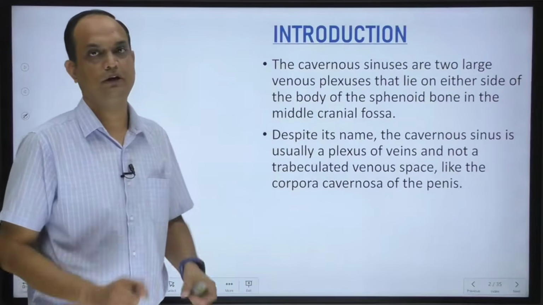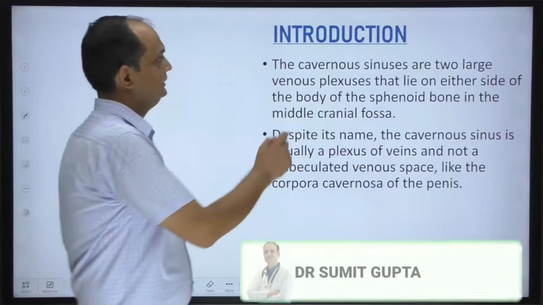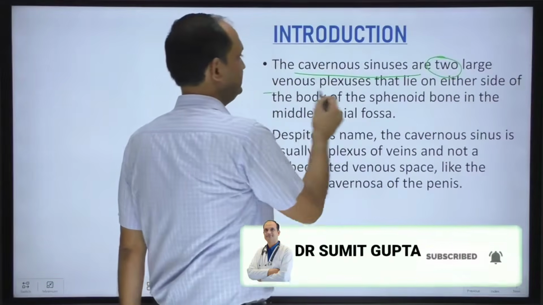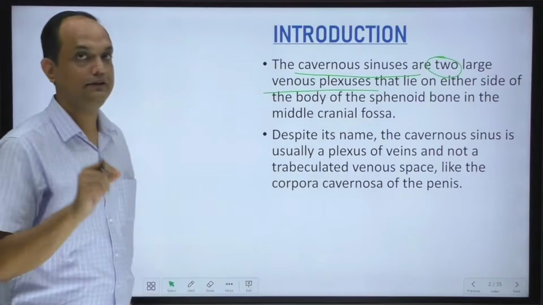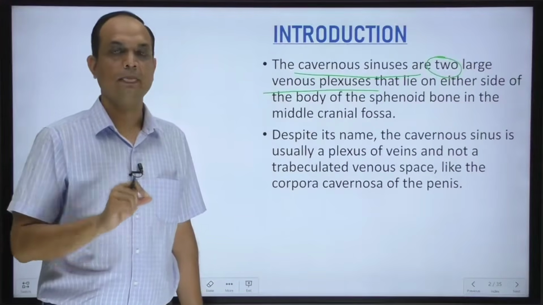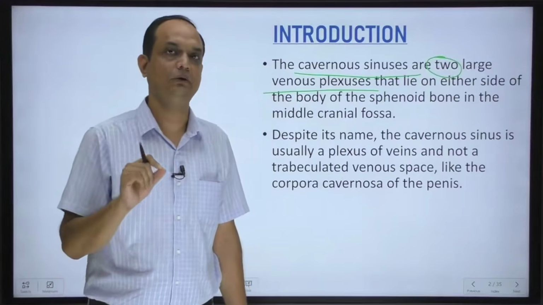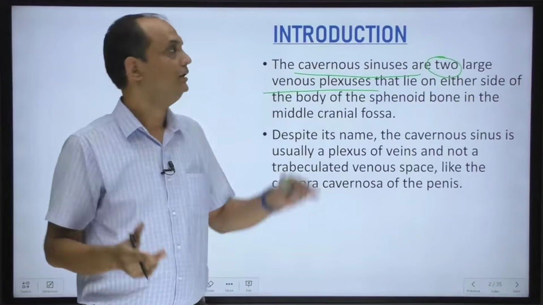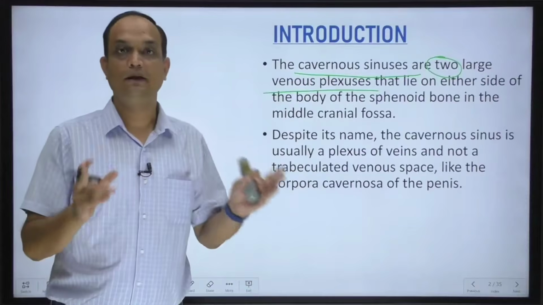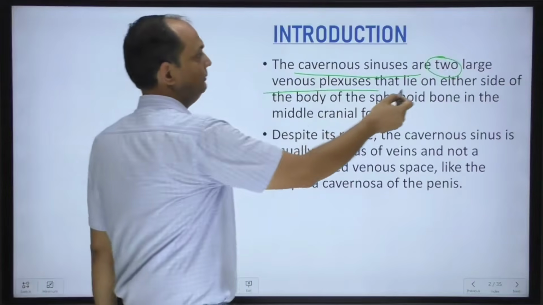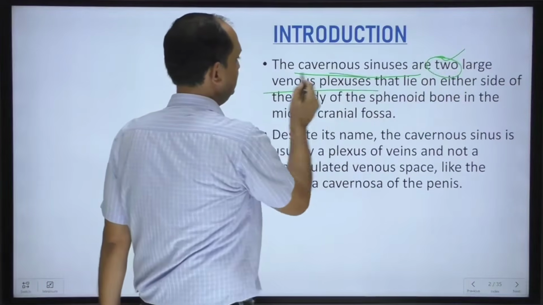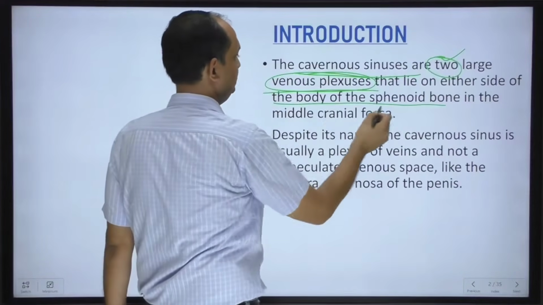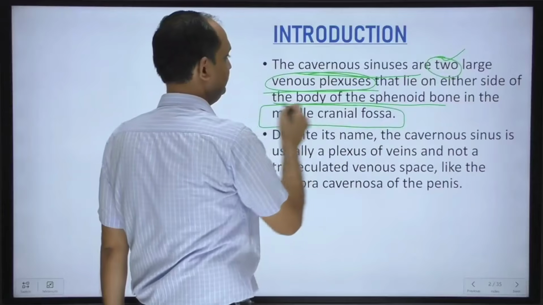So what are the important things which you should know about the sinus? That the cavernous sinuses are two large venous plexuses. That means it is a paired sinus. Clear? In the class of dural venous sinuses, I told you that there are two types of dural venous sinuses, unpaired and paired. So cavernous sinus is a paired sinus, two in number, and they are actually the venous plexuses present on both sides of the body of sphenoid bone in the middle cranial fossa.